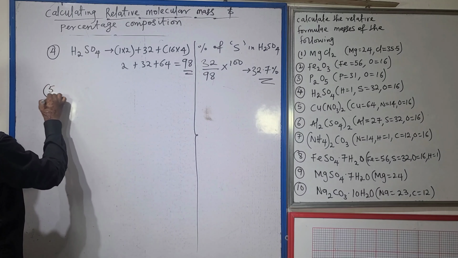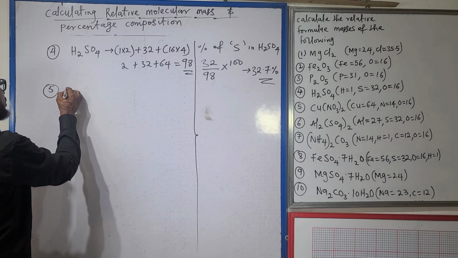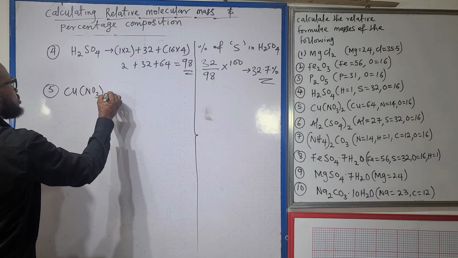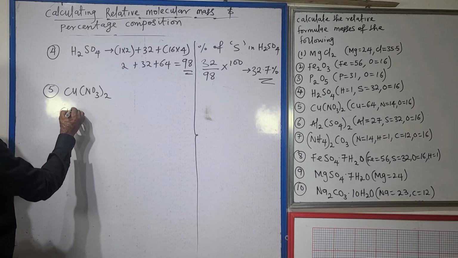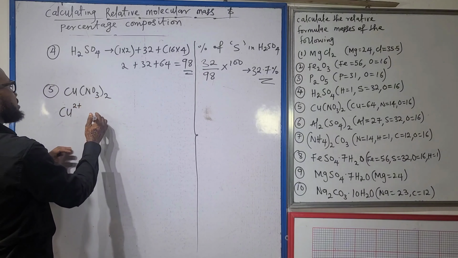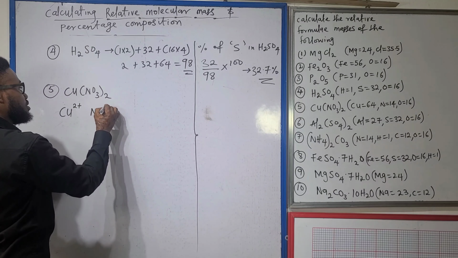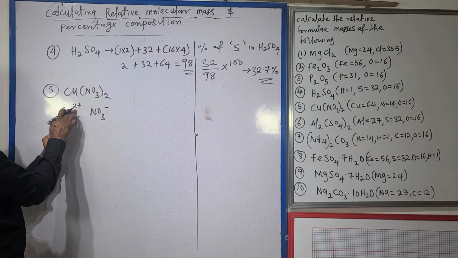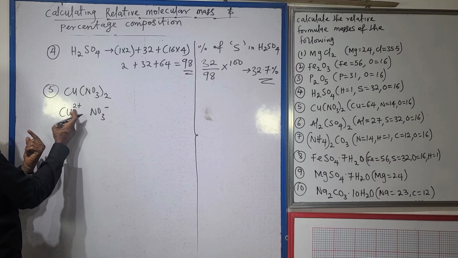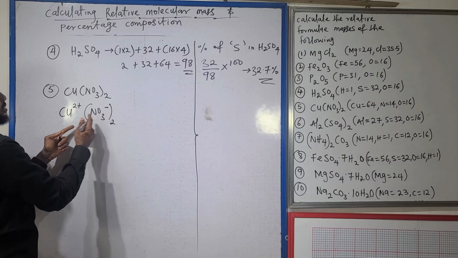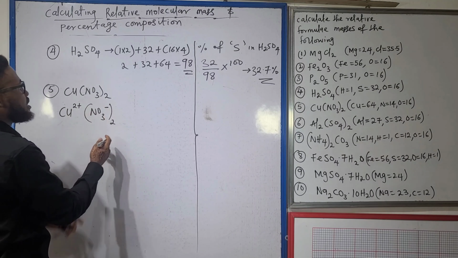Look at the fifth question. We have copper trioxonitrate 5. When you look at copper, the oxidation state of copper here is +2. And trioxonitrate, that's NO3, is a radical with 1 charge. So I'll need 2 of these to balance with the +2 charge of the copper, and that is why I have this twice. So copper trioxonitrate 5.